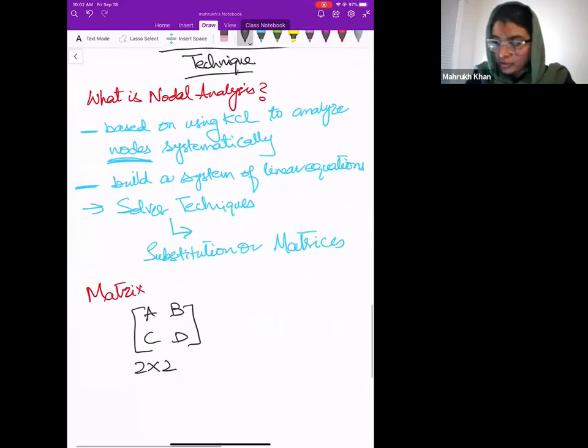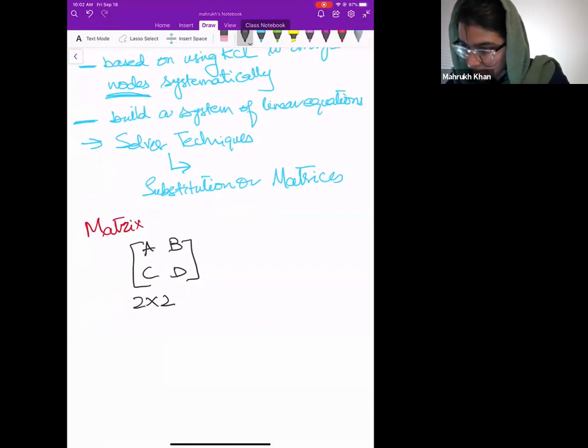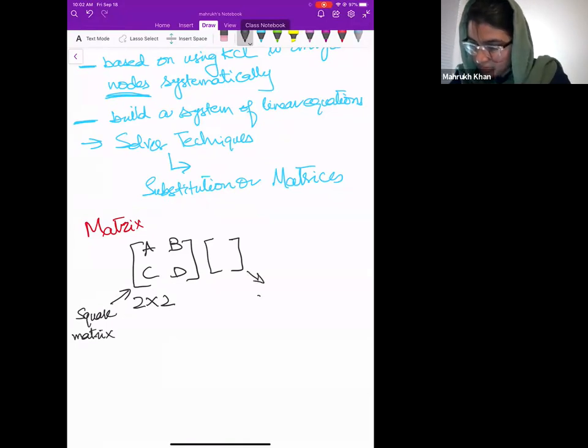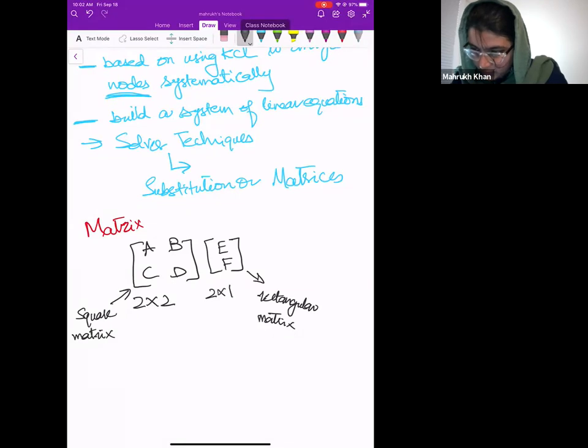And if I want to multiply this matrix, this kind of matrix, this is a square matrix, and this is a rectangular matrix because it doesn't have the same number of rows and columns. So I can write it as E and F. The order of this matrix will be 2 across 1, which means it has 2 rows and one column.